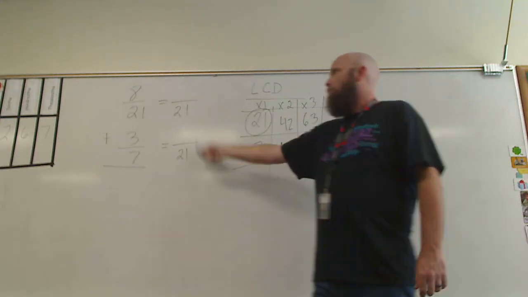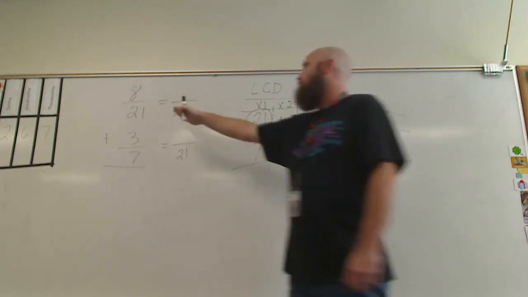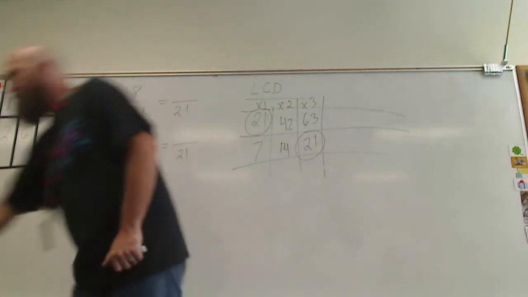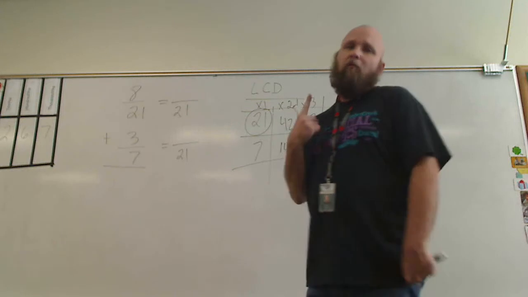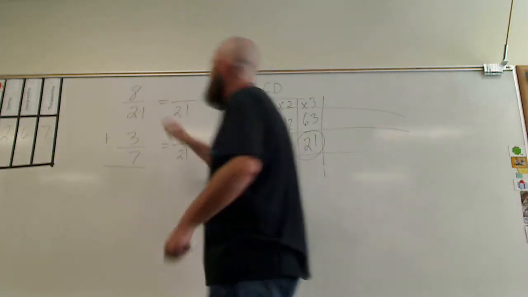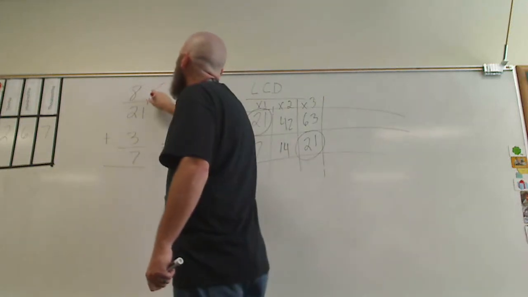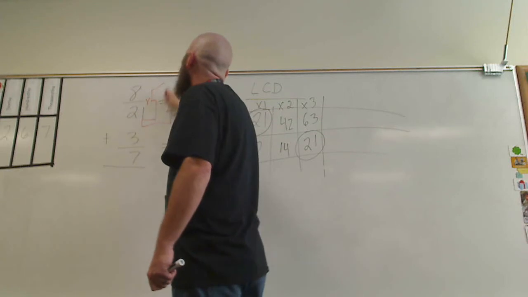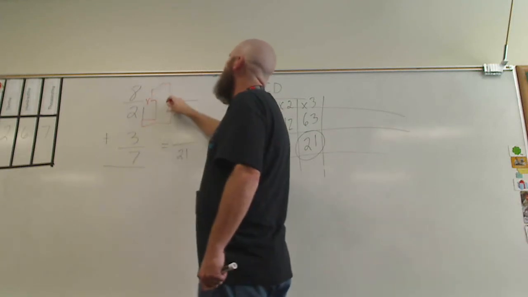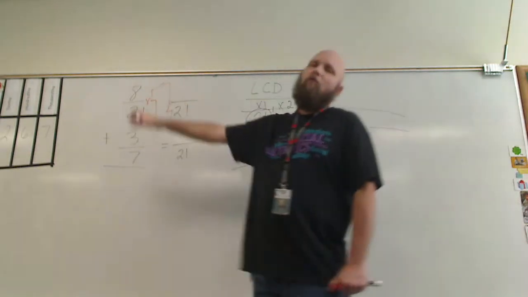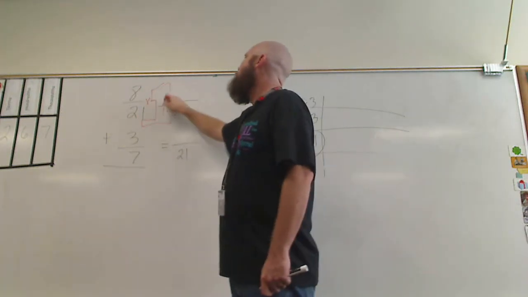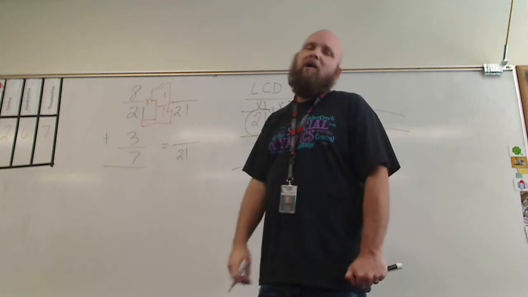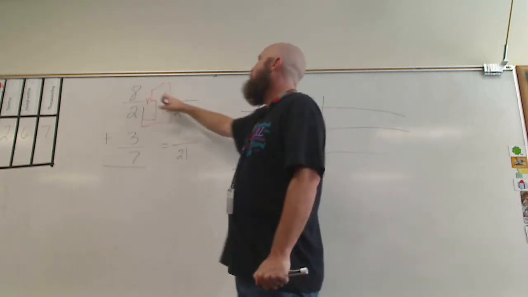I'm going to write down denominators of 21, and then I'm going to figure out what I do to get my numerator. And what I'm going to do to get my numerator is I have to multiply by a fraction that equals 1. My fraction that equals 1 here is what I multiplied times 21. So 21 times 1 equals 21. So I'm going to multiply by 1 over 1. 8 times 1 is 8.